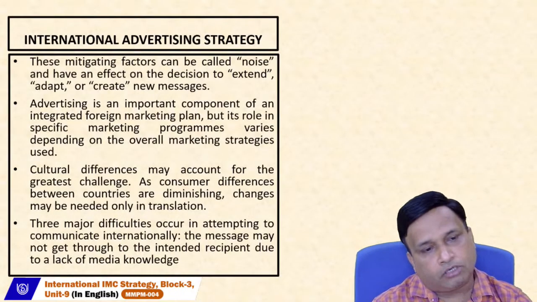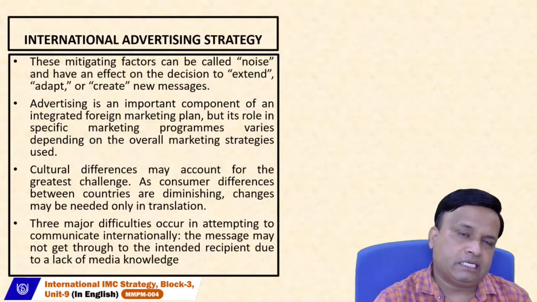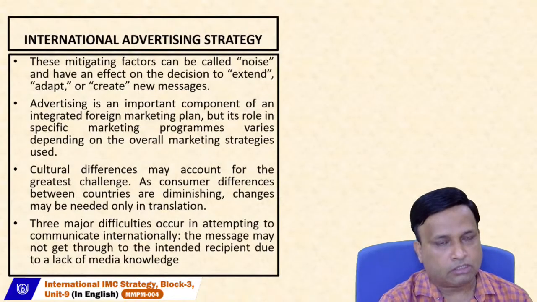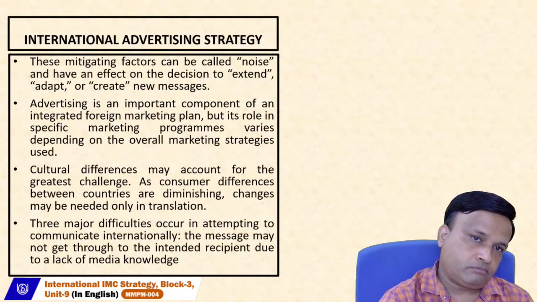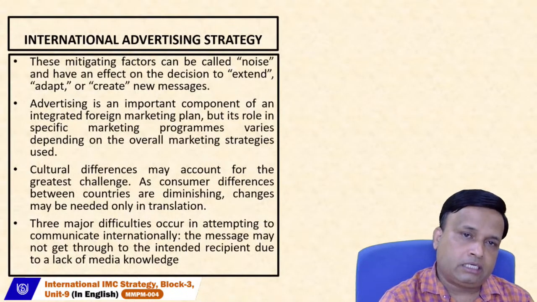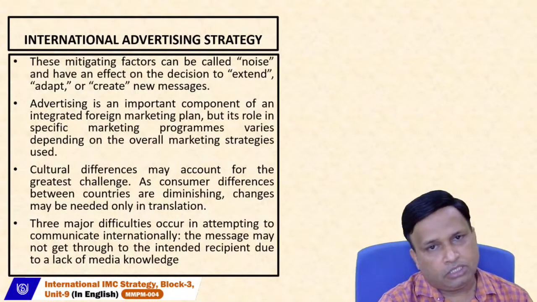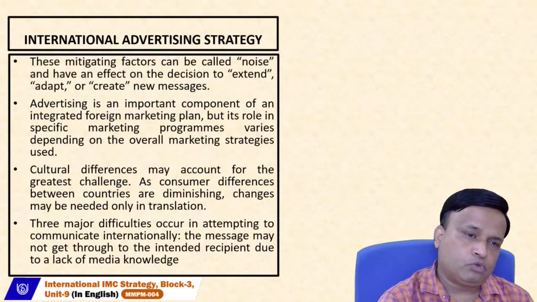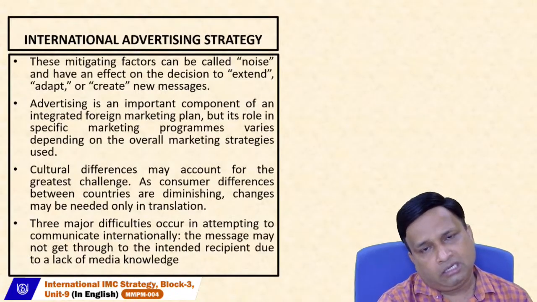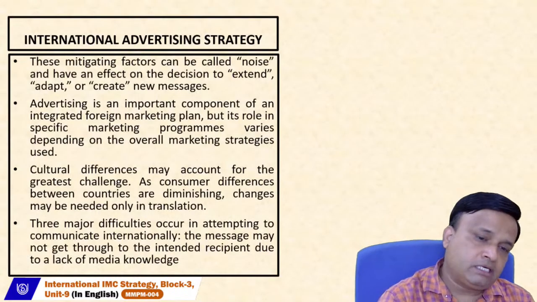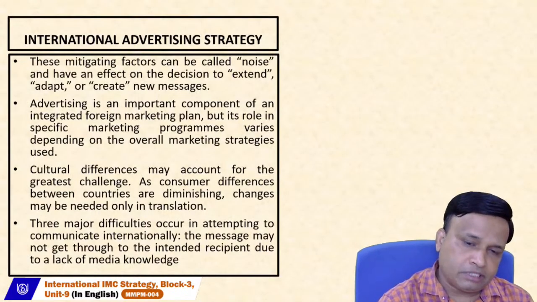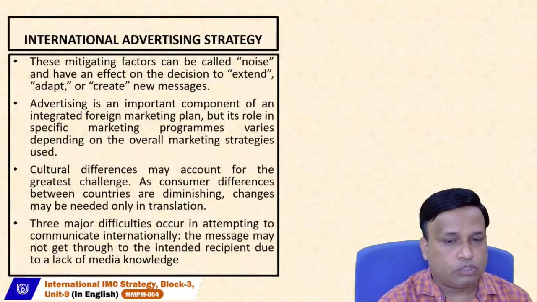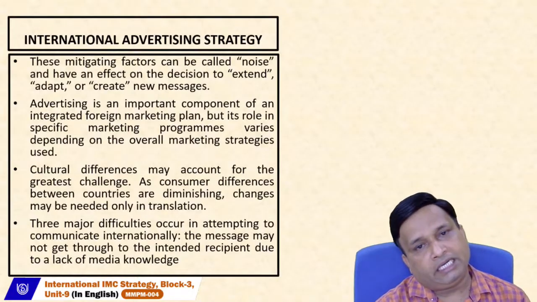When you talk about Burger King or McDonald's, being international companies, as far as their advertising is concerned, they go for local content, because local content will motivate people, it will persuade people to go for the product, and people are able to relate and connect through this local content. Three major difficulties occur in attempting to communicate internationally. The message may not get through to the intended recipient due to the lack of media knowledge.